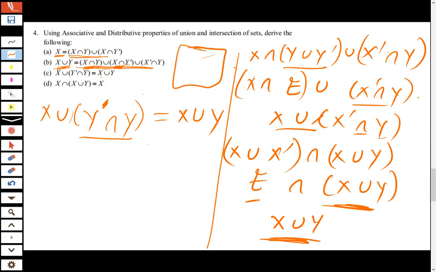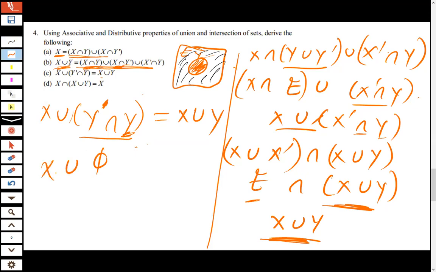Let me just say you have set Y there, then you have the universal set. They are asking us to find a common element between what is in Y, which is just this Y, and Y complement, which is simply what is outside Y, this side. So what is the common element between what is in Y and what is outside Y? The answer is simply an empty set, union X.